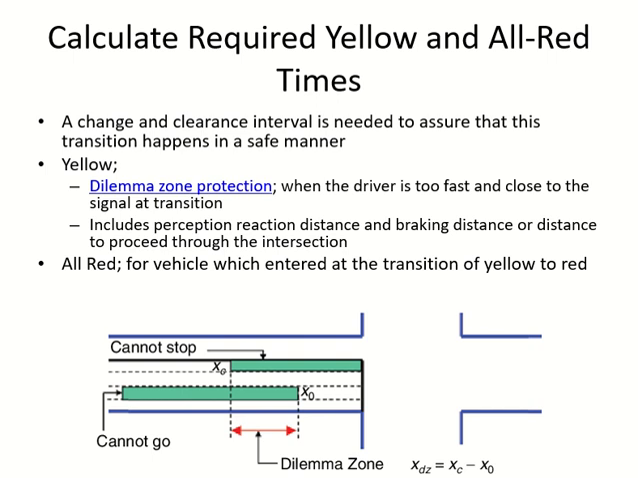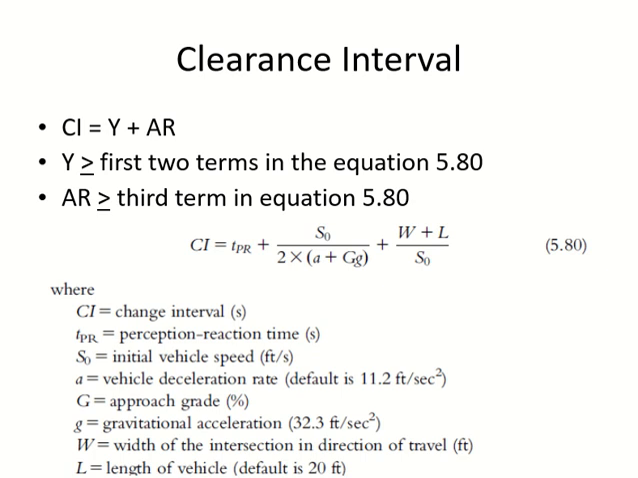So the yellow and all red should be for the guy who is in the dilemma zone to clear the intersection. He should reach the other side. And this should happen between yellow and all red time. How do we calculate it? We calculate it from here. So you see the long equation here. From this equation, this part is for the yellow time.